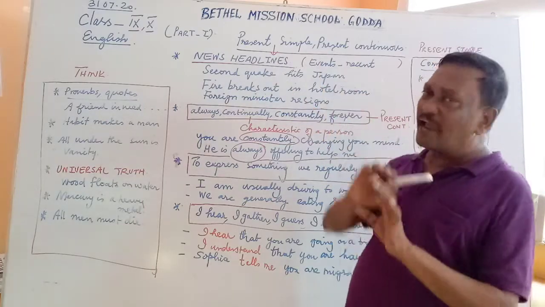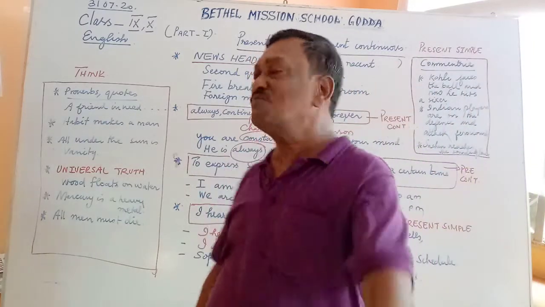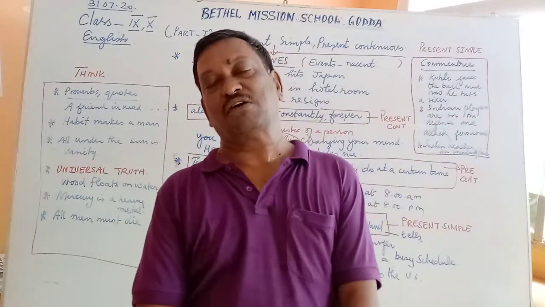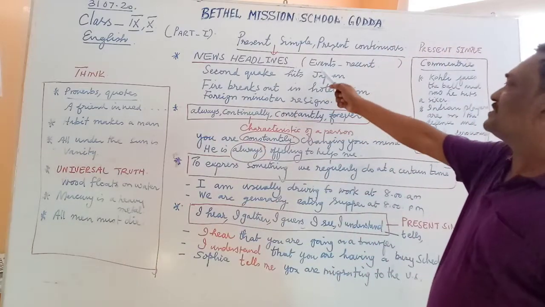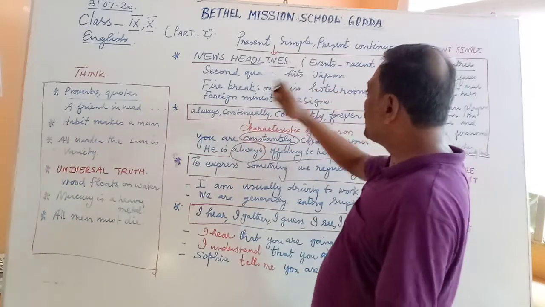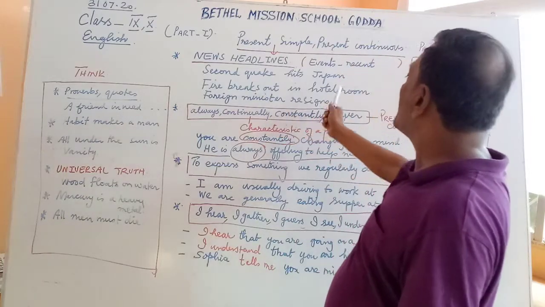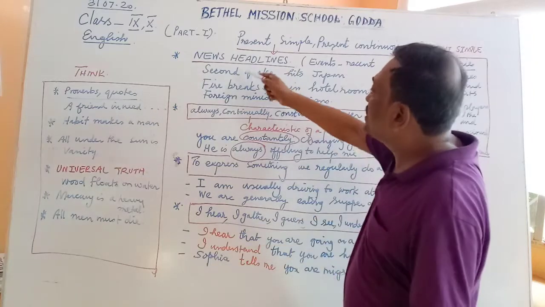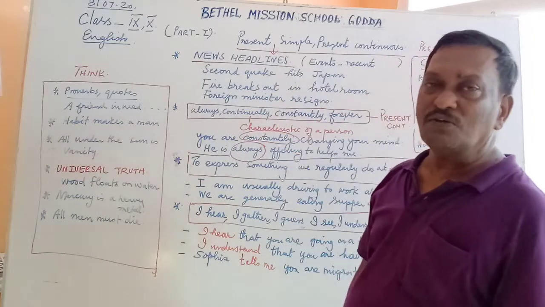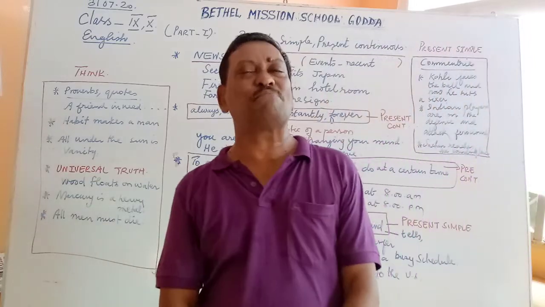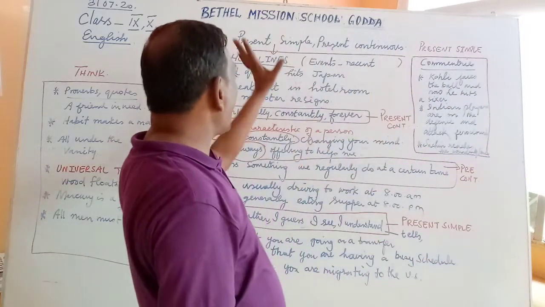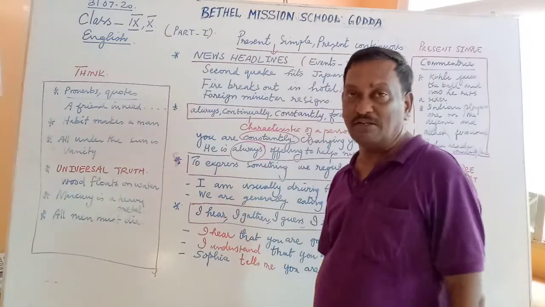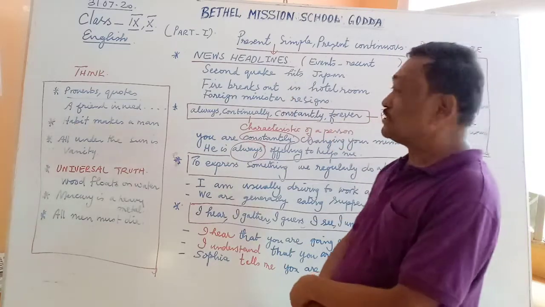So if you look at the headlines of a newspaper, you will definitely understand that the present simple is used for the headlines. Look at these headlines. Second quake hits Japan. Fire breaks out in hotel room. Foreign minister resigns. If you look at these three sentences, you will understand that they are all written in present simple. So remember, to write a headline in the newspapers, we use the present simple. Headlines are always written in present simple.